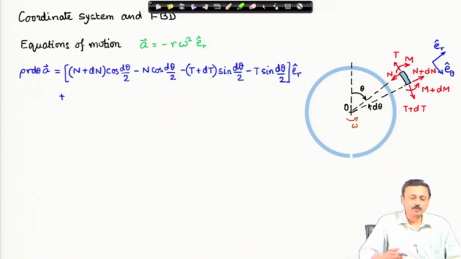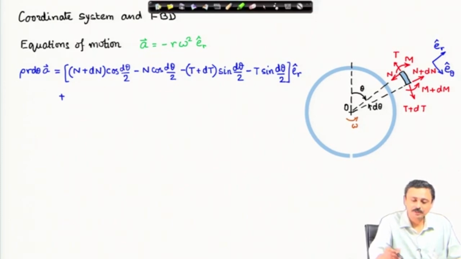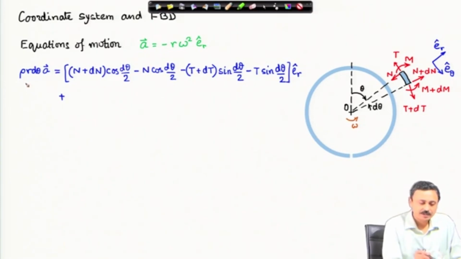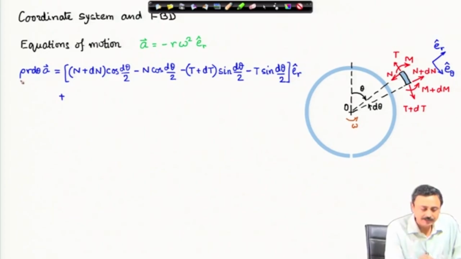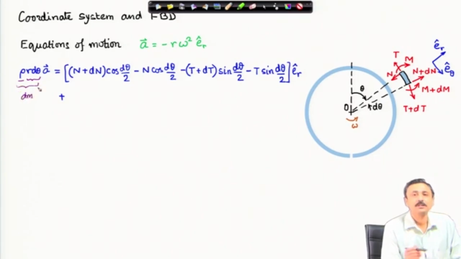Now, I am going to write down this equation of motion for this element. It is like a point particle. Here, rho is the mass per unit length of the ring, and r d theta is the little length of that element. Therefore, this gives us the mass of the element.